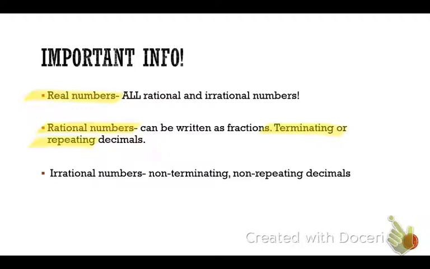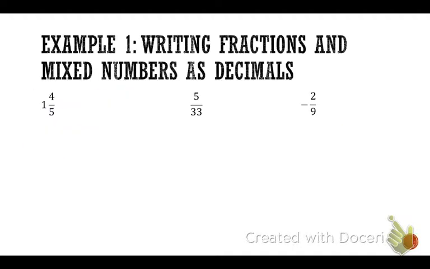A repeating decimal, what do I usually see above a repeating decimal? I see that bar notation above those repeating decimals. Irrational numbers, on the flip side, never terminate and never repeat. They go on and on and on with no pattern. All right, those are my two categories. Like I said, today we're going to focus on rational numbers.